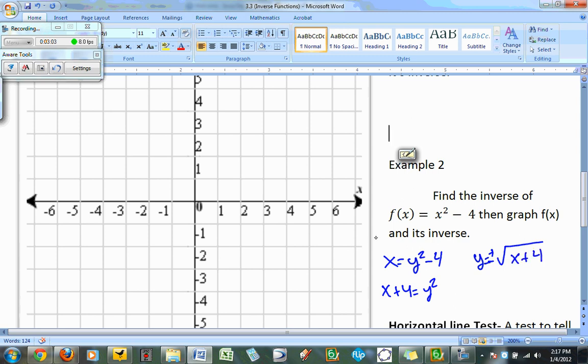So for this regular function, we know that when the number is on the outside of the parentheses, it moves the graph up or down. So when it's outside the parentheses, we're going to move it down 4, and that is going to be your vertex. And then it's in the shape of a parabola.